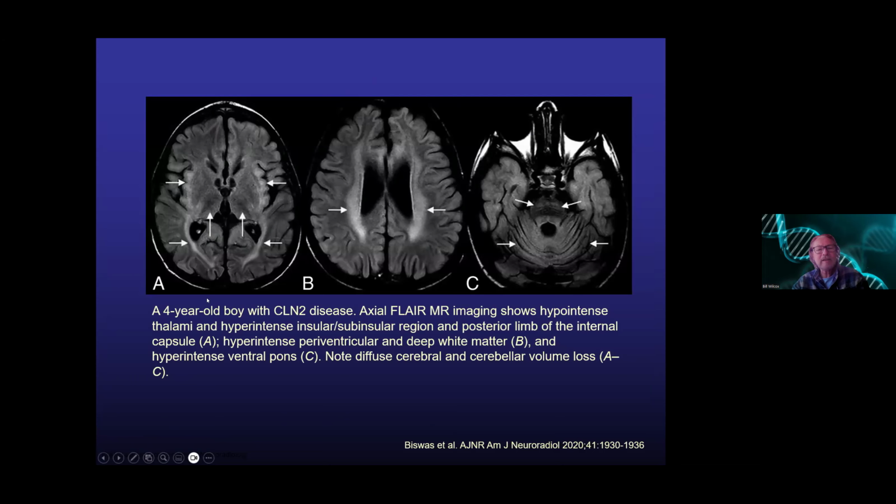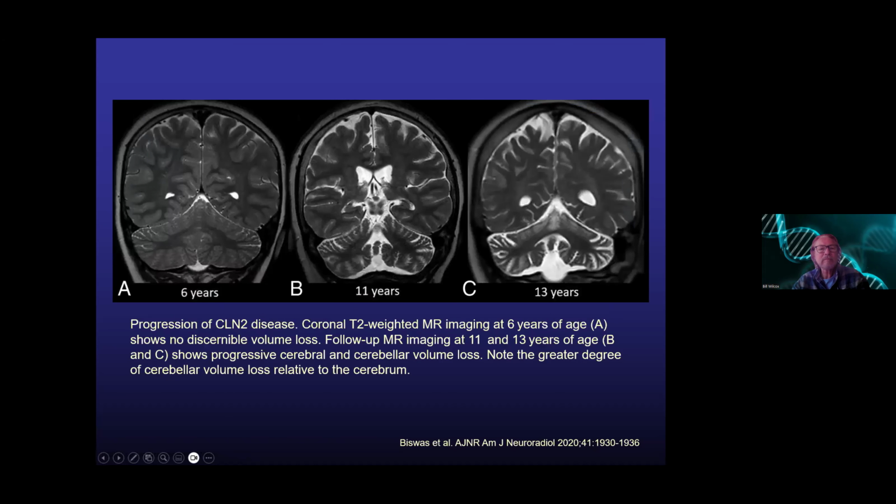So talking about CLN2, which has a treatment that's approved, this is a boy with CLN2 disease, and this is FLAIR imaging, which is good for showing white matter disease. It shows hypointense thalamus here, and this white matter disease in the posterior limbs here. And then they develop volume loss over time. And here's showing this loss of volume, particularly of the cerebellum.